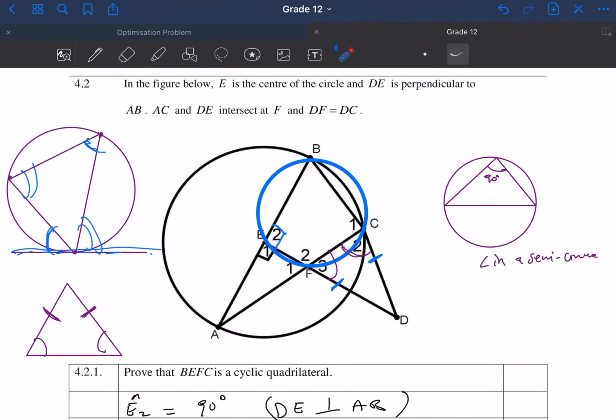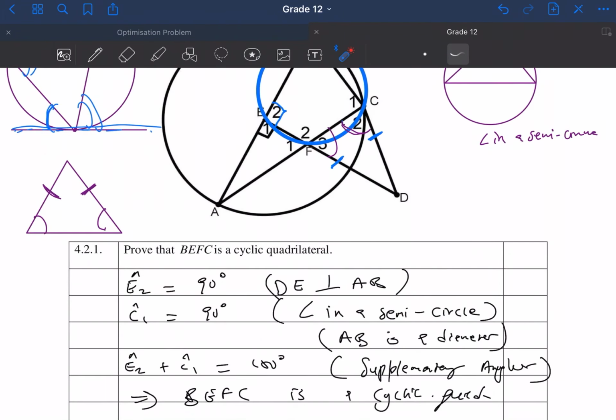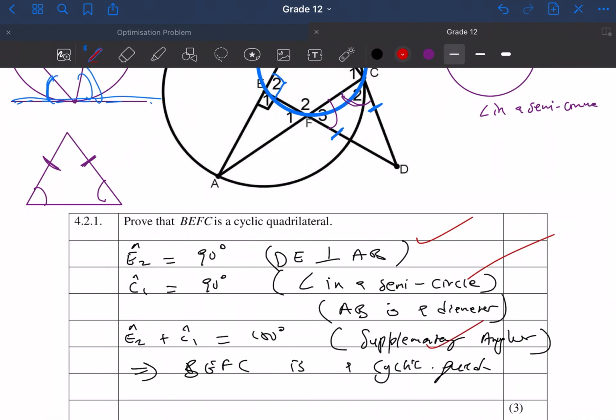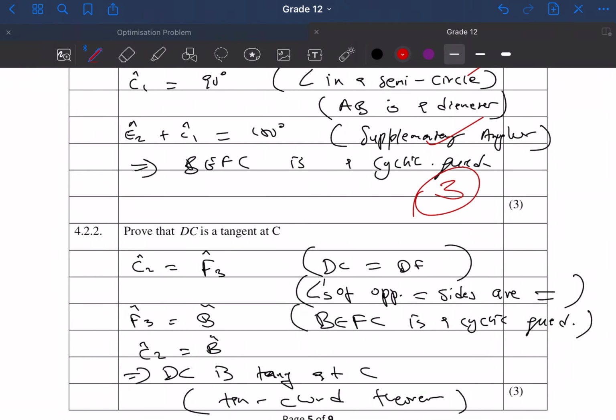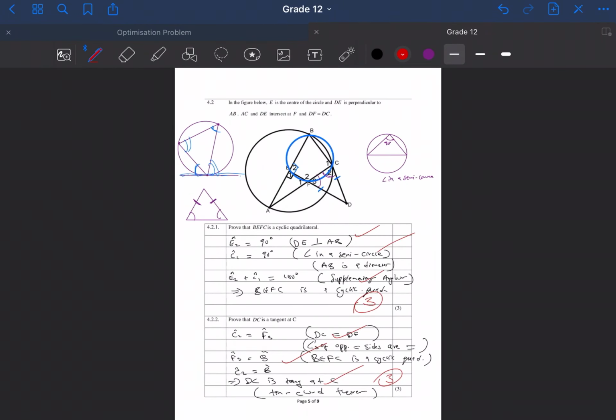Boom. So this is how you would do 4.2, and then you get your marks. Just 3 marks. 1, 2, 3. So this is how you get your marks.